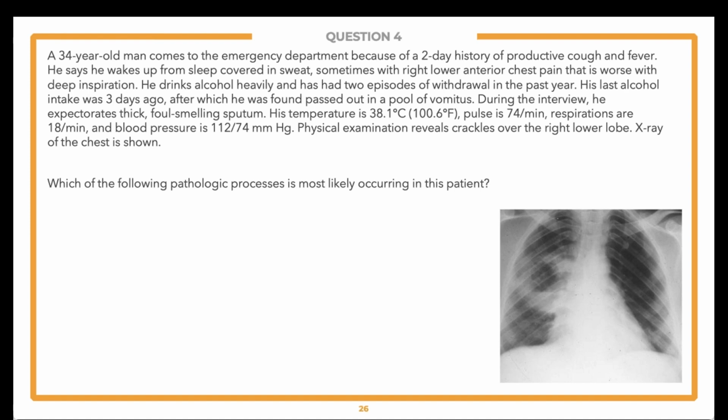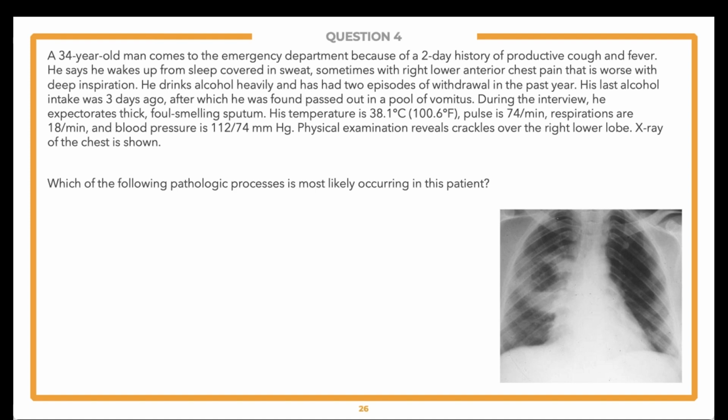His temperature is 38.1, pulse is 74, respirations are 18, and blood pressure is 112/74. Physical examination reveals crackles over the right lower lobe. The X-ray of the chest is shown. Which of the following pathologic processes is most likely occurring in this patient? Go ahead and hit the question box. Let us know how many steps you think this one's going to take while I turn it over to Abraham.